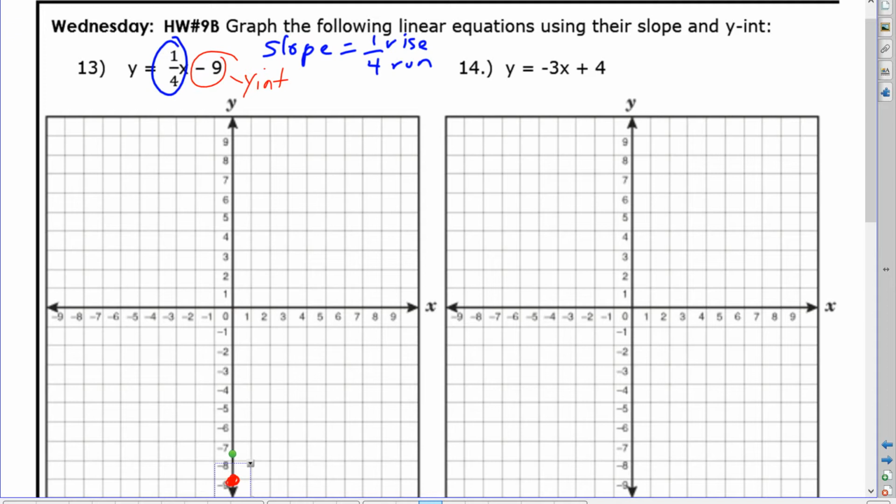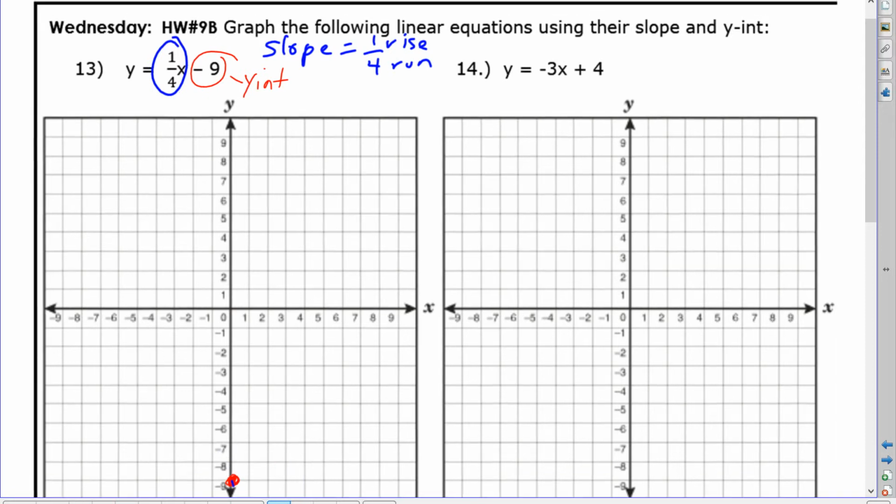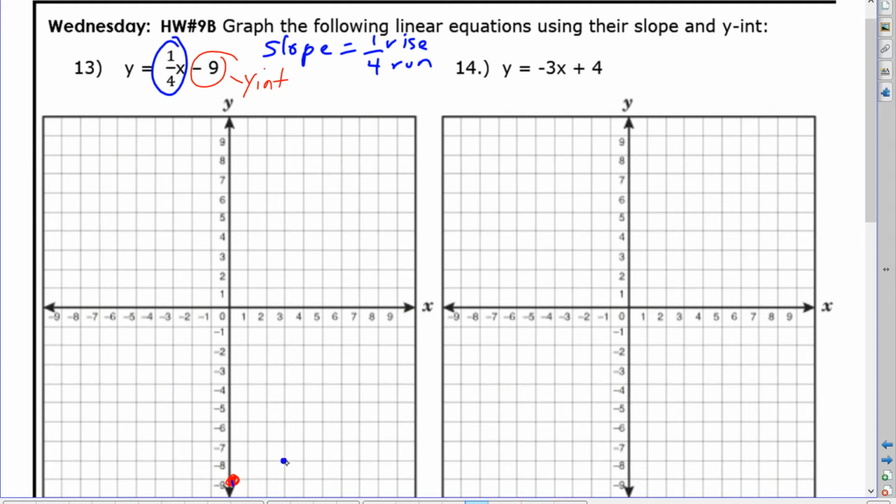And from this point, I can draw more points by following the directions of the slope, which are to rise 1 and run 3. So let's see. If I rise 1 and run 1, 2, 3, I would be here. Rise 1, run 1, 2, 3. That would be right here. And I put arrows on both ends. Oh, what am I doing? It says the slope is 1/4.